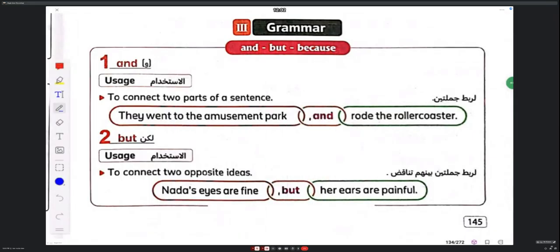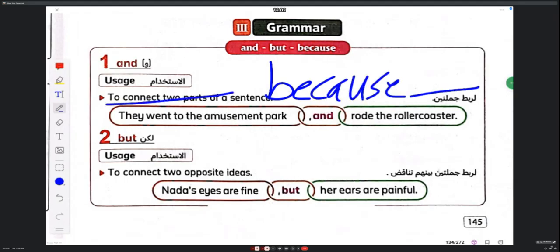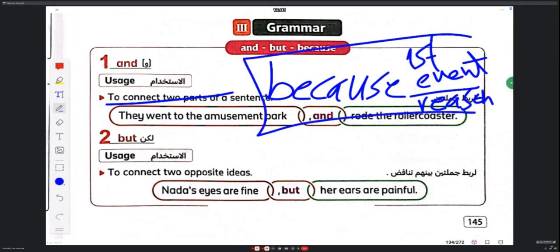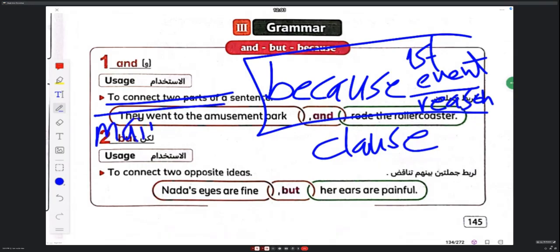Because is followed by the reason, or the first action, the first event or action or situation that gives the reason. We call it the because clause, and we call this the main clause.